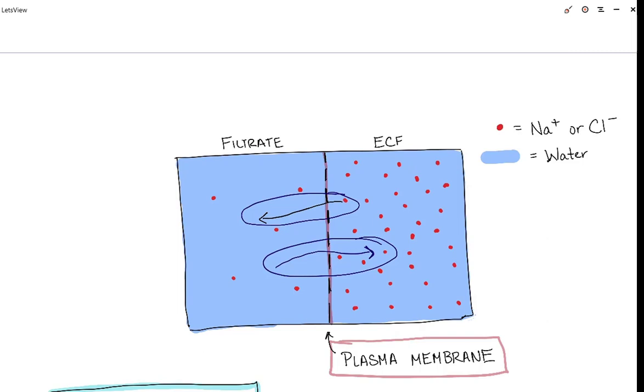Consider this scenario. I take that same plasma membrane, I remove all sodium and chloride channels, but I put in a bunch of aquaporins and I remove most of my cholesterol. What's going to happen? In that case, we expect that the primary substance to move is going to be water. Water will largely move from the filtrate to the ECF, and the sodium and chloride will pretty much stay put in that ECF. Okay, those are important concepts to understand as we take a look at our loop of Henle.